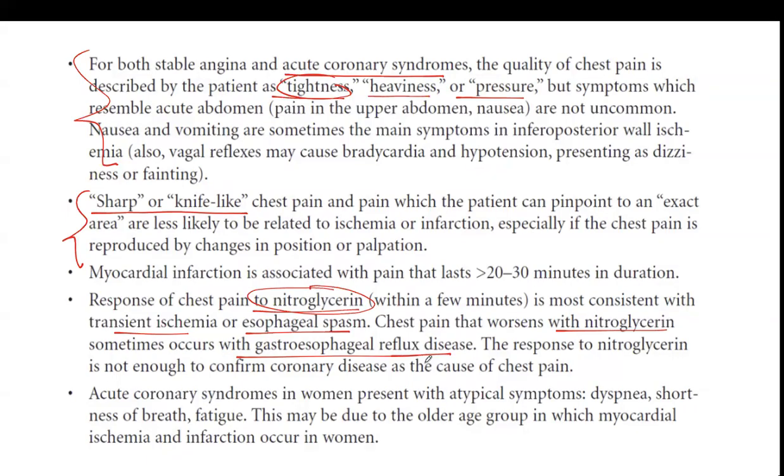So if a chest pain gets better with nitroglycerin, most likely it is ischemic heart disease, or there is a condition called esophageal spasm, where the patient gets intermittent chest pain with dysphagia, swallowing difficulty. That also can get better with nitroglycerin. But if a chest pain gets worse with nitroglycerin, we think that it could be reflux. These are small clues in the exam.